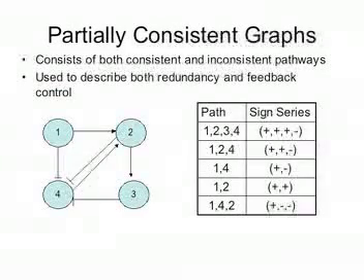The third type of pathway is described by the partially consistent graphs. These graphs have both consistent and inconsistent pathways. There is a consistent pathway between nodes 1 and 4 because an increase in 1 will always lead to a decrease in 4. However, the inconsistent pathway between nodes 1 and 2 yields different outcomes for node 2, as shown by the increase in path 1, 2 and a decrease in path 1, 4, 2. A partially consistent graph indicates a system that uses redundancy and feedback control.